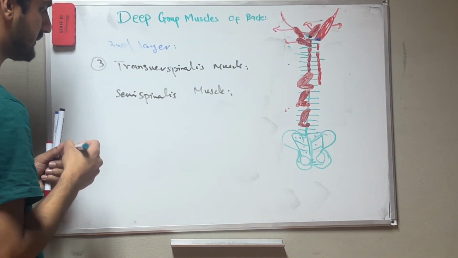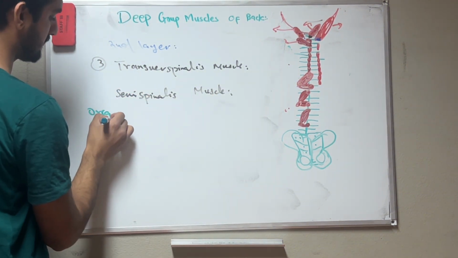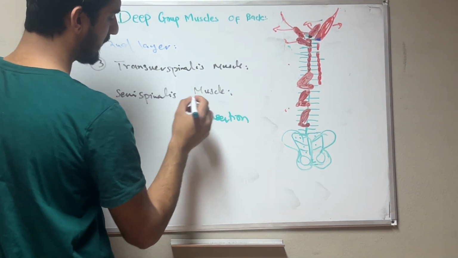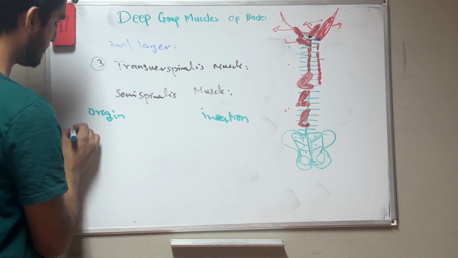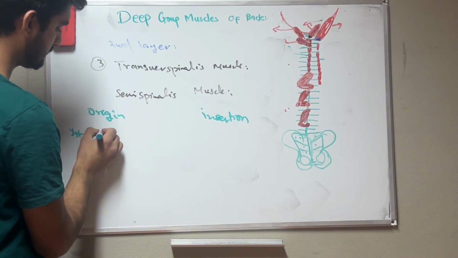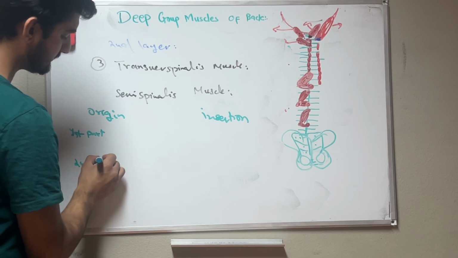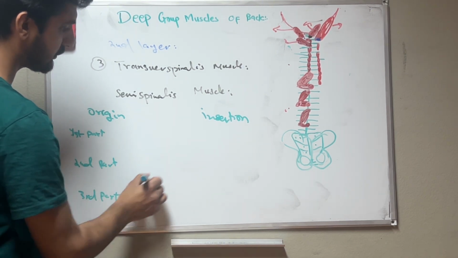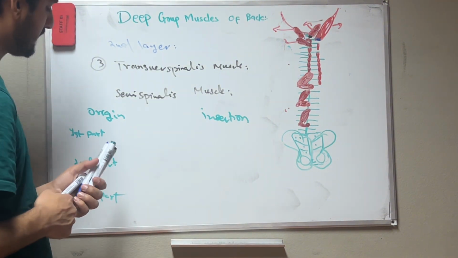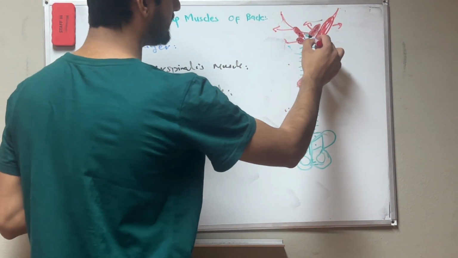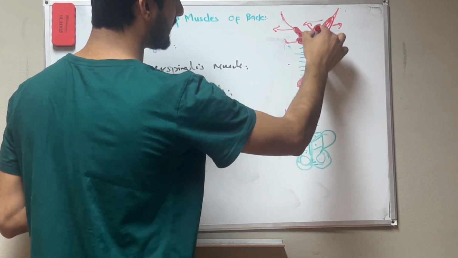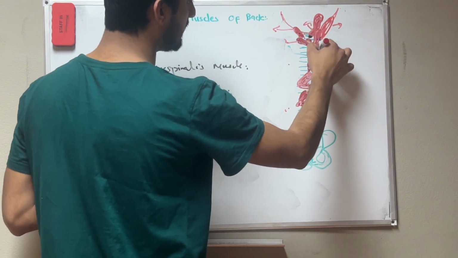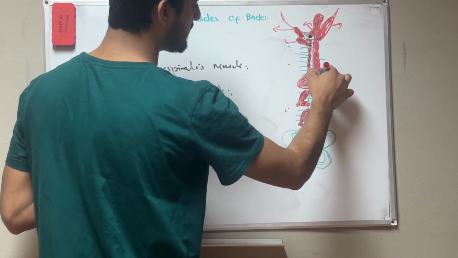Origination and insertion we are going to discuss. There are three parts: semispinalis, first part, second part, and third part. The insertion is also the same here. This is a semispinalis muscle here and inserted here. These are the semispinalis muscle, and they have three parts. Now I will show which three parts they have.